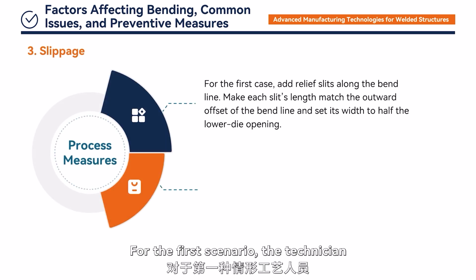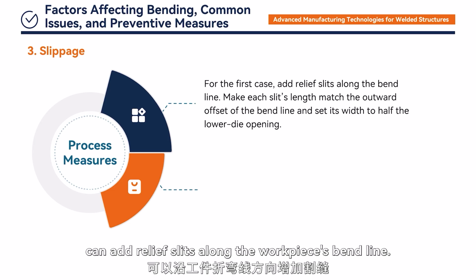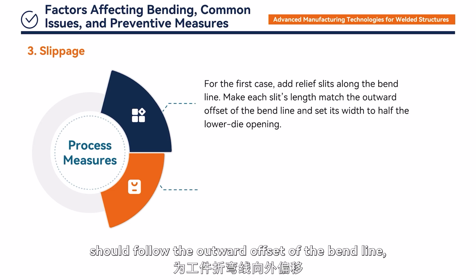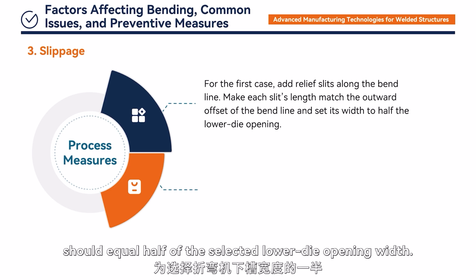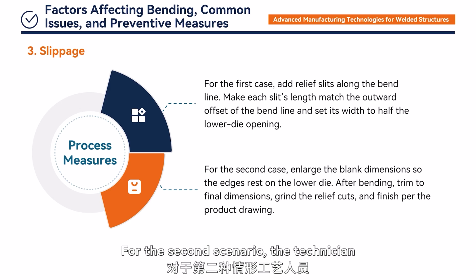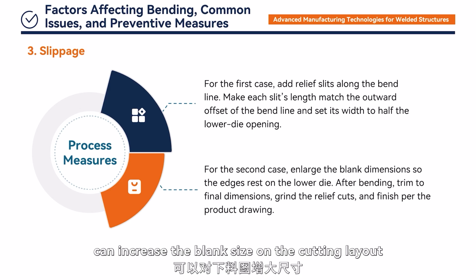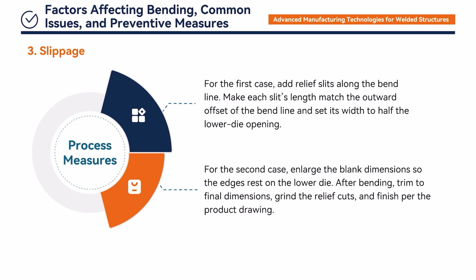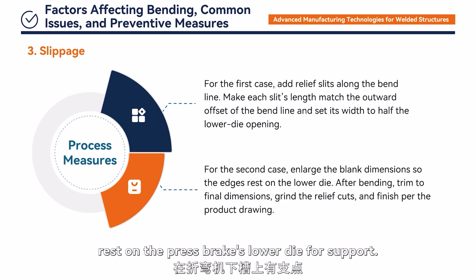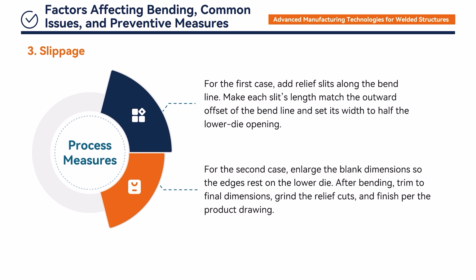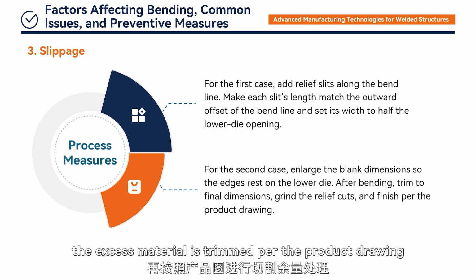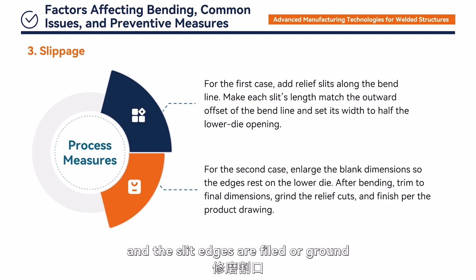For the first scenario, the technician can add relief slits along the workpiece's bend line. Each slit's length should follow the outward offset of the bend line, and its width should equal half of the selected lower die opening width. For the second scenario, the technician can increase the blank size on the cutting layout so that the workpiece edges rest on the press brake's lower die for support. After completing the bending operation, the excess material is trimmed according to the product drawing, and the slit edges are filed or ground to meet quality requirements.